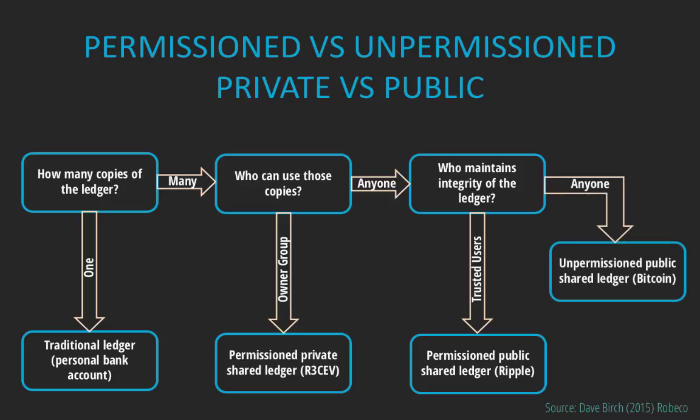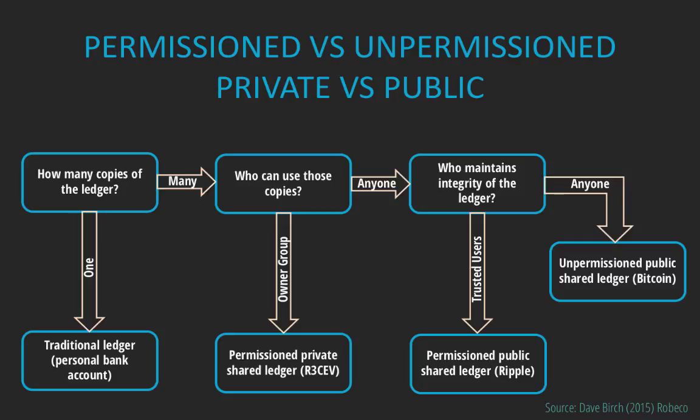And if anyone's able to maintain the integrity, then it's an unpermissioned, public, shared ledger, just like the Bitcoin example we just went through. So the current thinking is that the most likely application for the financial sector will be a permissioned blockchain. Now, we think of consortiums within banking, insurance, and asset management that will maintain the ledger and, in cooperation with regulators, allow members to participate.